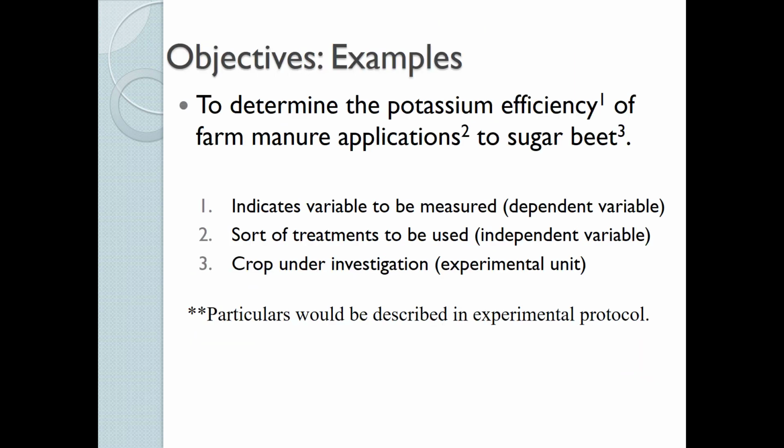All right, so here's another example, and we're going to break down what an objective looks like. If we had this example objective where we were looking to determine the potassium efficiency of farm manure applications to sugar beets, this sentence is pretty straightforward, but it gives us 3 key pieces of information that every objective has to have. Okay, so every objective has to have 3 main parts. It has to identify the dependent variable, the independent variable, and the experimental unit.